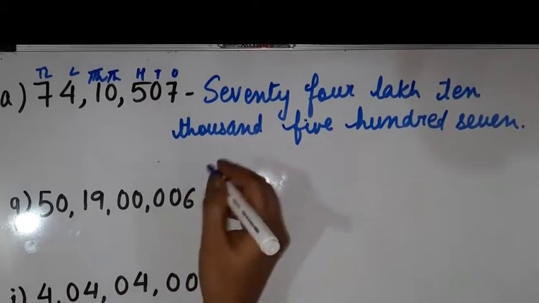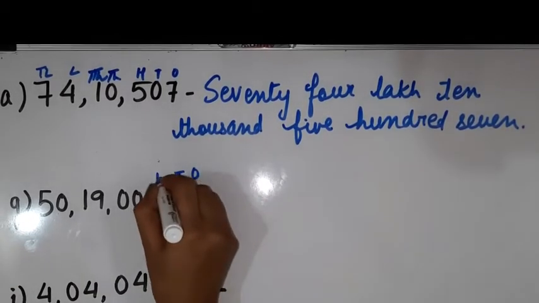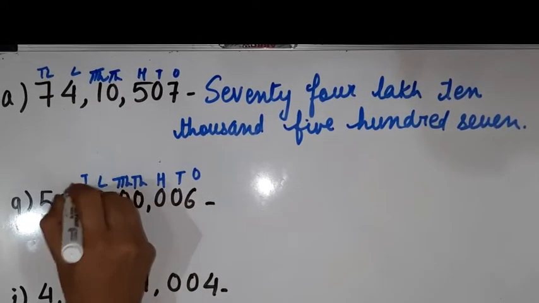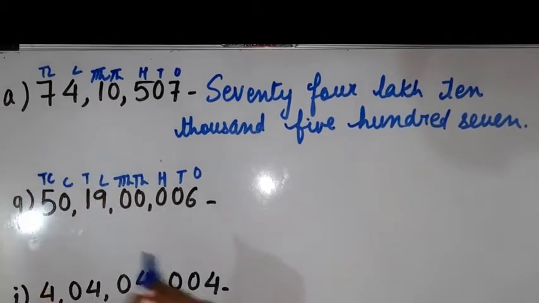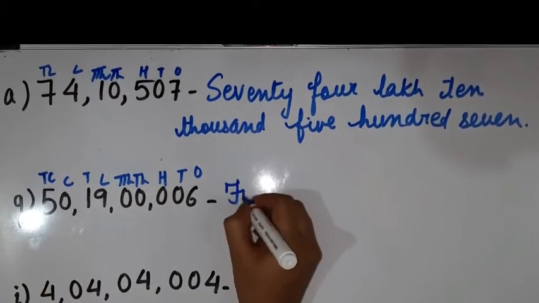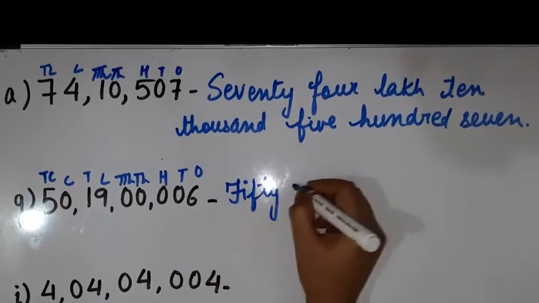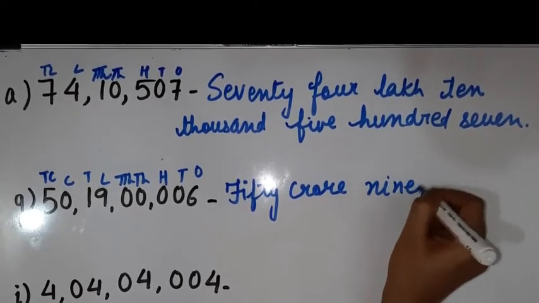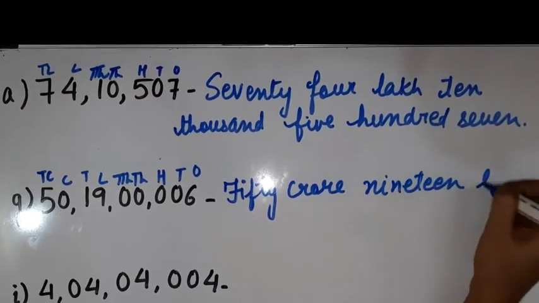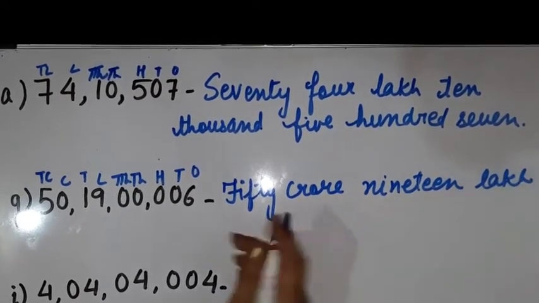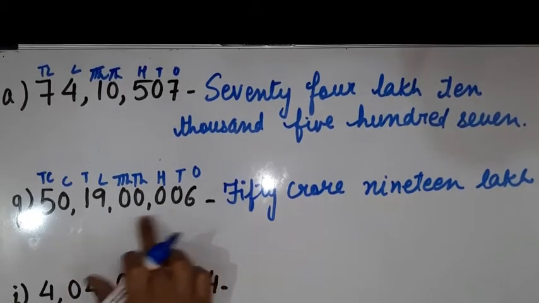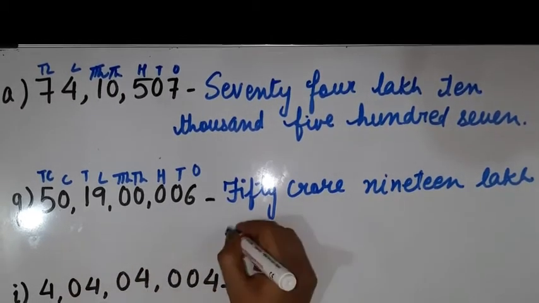Same way we'll write the place value here. Ones, tens, hundred, 1000, 10,000, lakh, 10 lakh, crore and 10 crore. So this will be 50 crore, 19 lakh. Then in 1000 and 10,000 place we have 0, 100 and 10 also we have 0. So we will not mention anything. We will simply write 6.